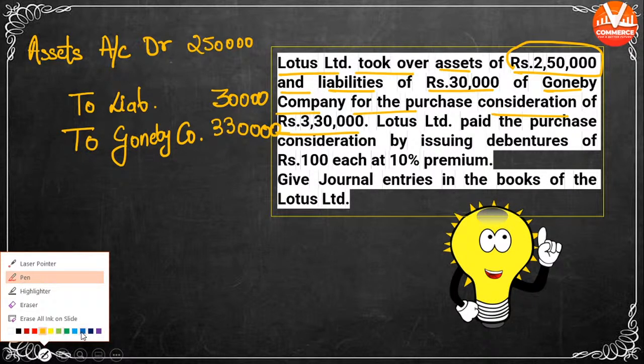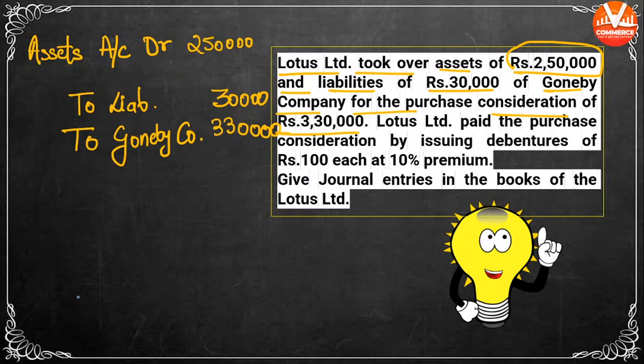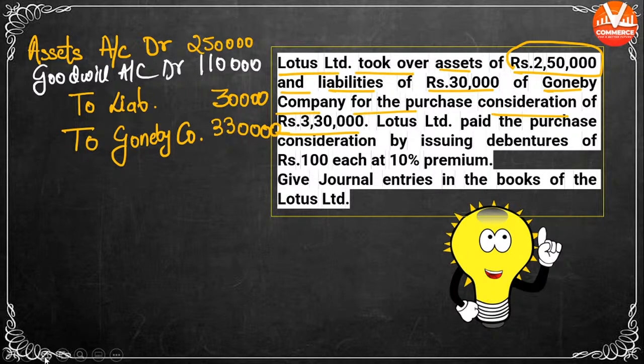But in this entry, the dual aspect concept is not followed because the debit is not equal to credit. As you can see, the credit side 3,60,000 is more than 2,50,000. So the balancing figure will be 360 minus 250, it will be 1,10,000. It will be what? It will be goodwill. So the balancing figure is goodwill 1,10,000. Yes, it is absolutely correct, Sandeep. Well done. So this is our first entry.